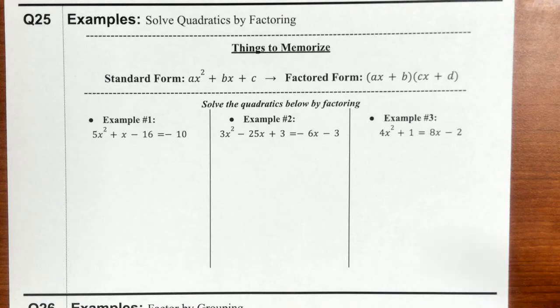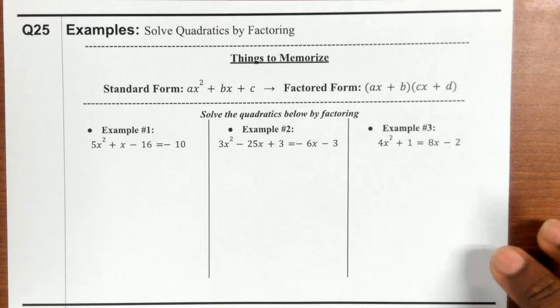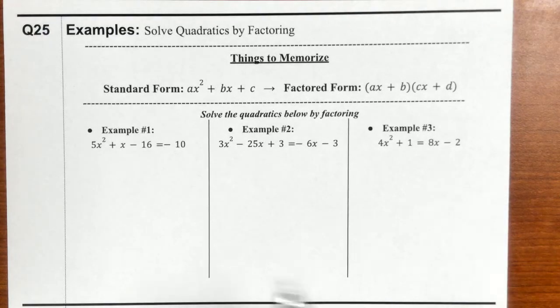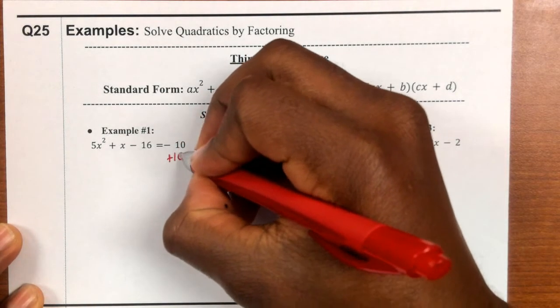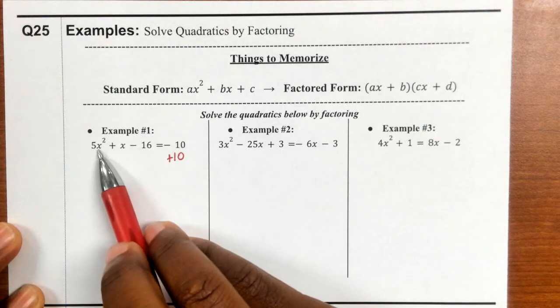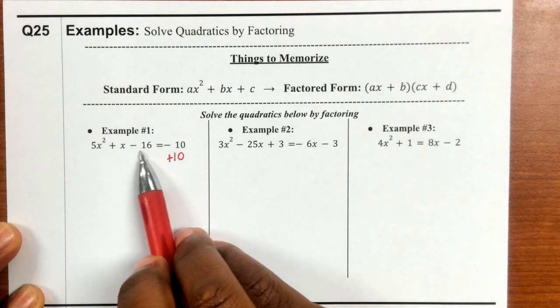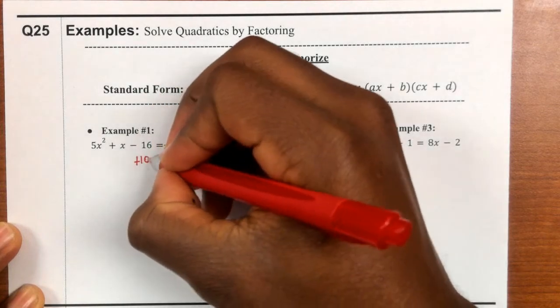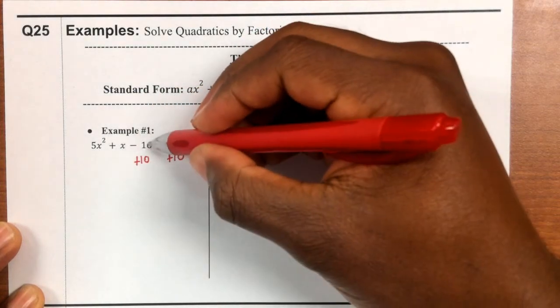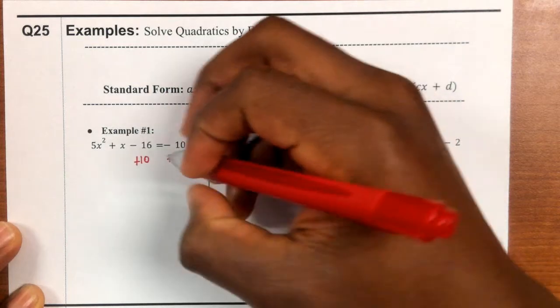So I need to make sure that everything is on the same side. When I look at my first example, is everything on the same side, guys? No. So I need to move this negative 10 to the other side. To move a negative 10 to the other side, I would need to add 10, all right? Would I add 10 to 5x squared, positive x, or negative 16? Yup, the negative 16, because that's the like term. That's the other term that does not have an x or an x squared.